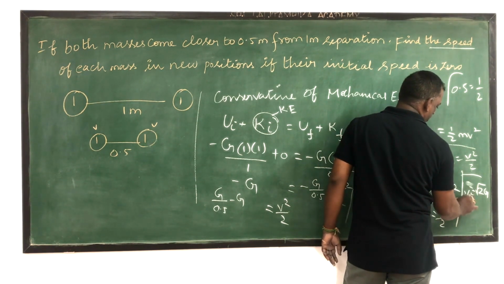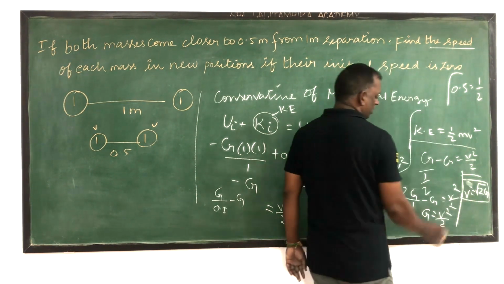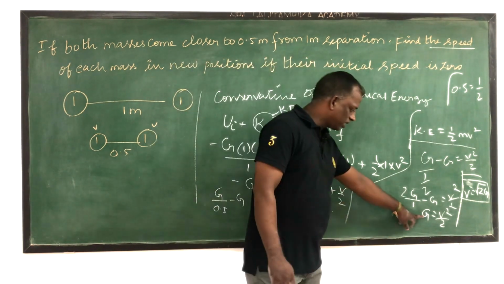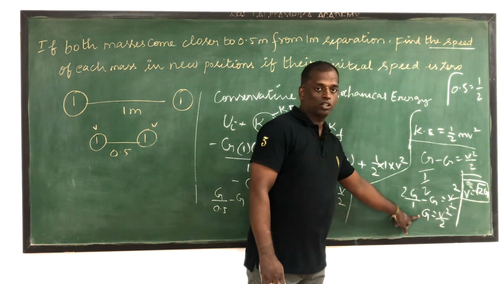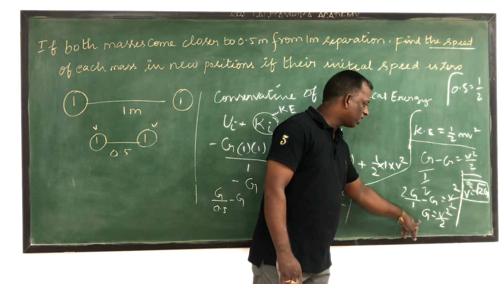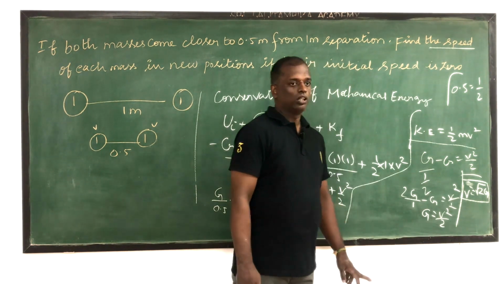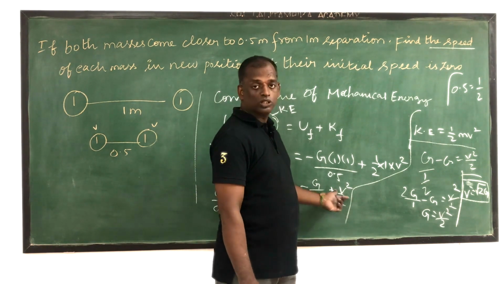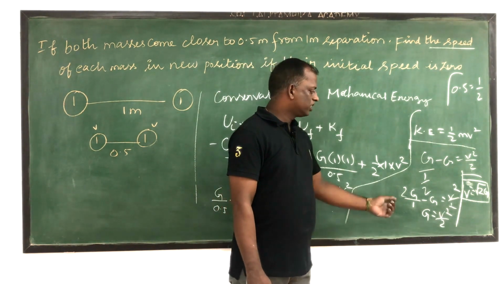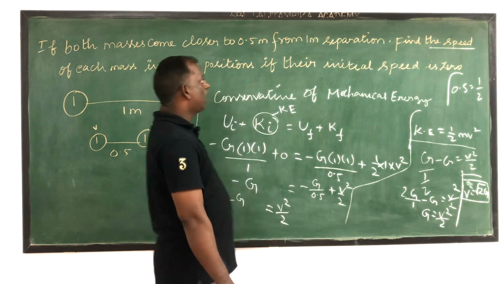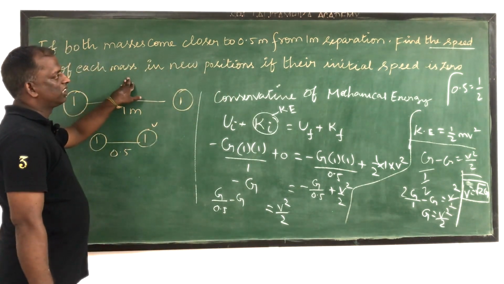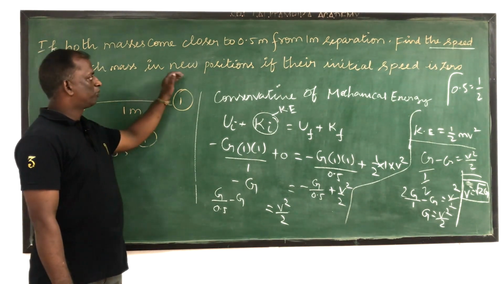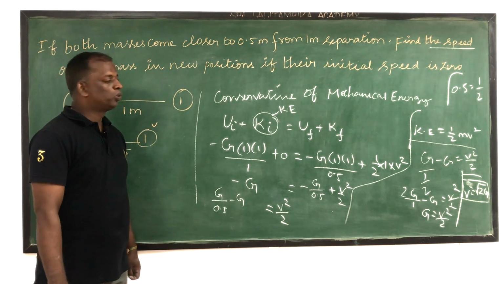So this is the final answer. What is the speed? Speed is equal to root 2g. So we can simply solve it. So v is equal to root 2g. This is the answer for the speed. This is the speed of each mass in the new position. For the new position, the speed is root 2g.